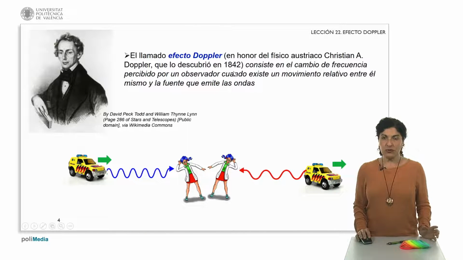To begin with, I would like to say that the Doppler effect was discovered in 1842 by the Austrian physicist and mathematician Christian Andreas Doppler, who observed that when there was a relative displacement between a source emitting waves and an observer, a change in the detected frequency occurred. A situation that represents what Doppler experienced.